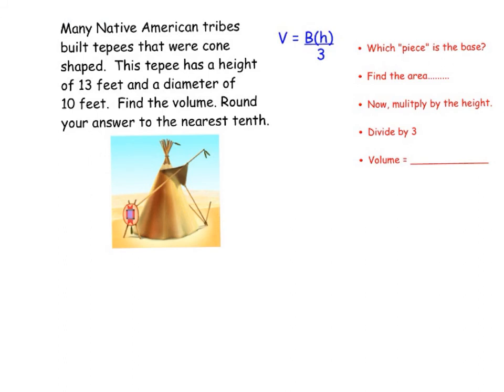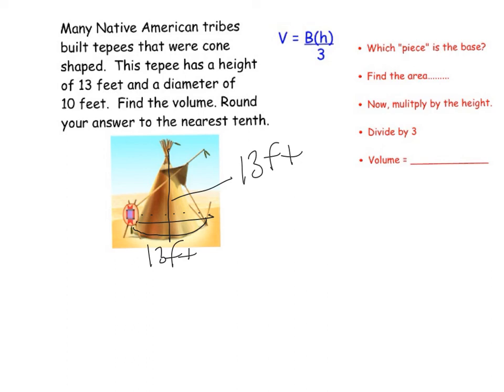Let's end with one final example. Here we have a picture of a teepee. It says many Native American tribes built teepees that were cone-shaped. This teepee has a height of 13 feet. So from the top to the bottom, we have a height of 13 feet. And it says that it has a diameter of 10 feet.